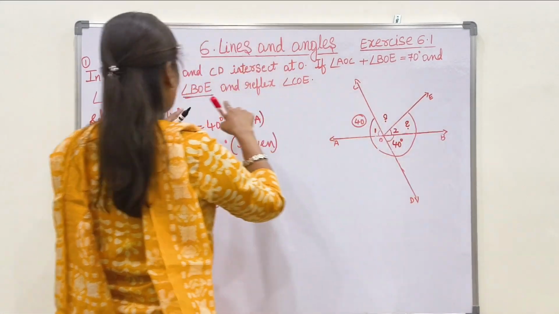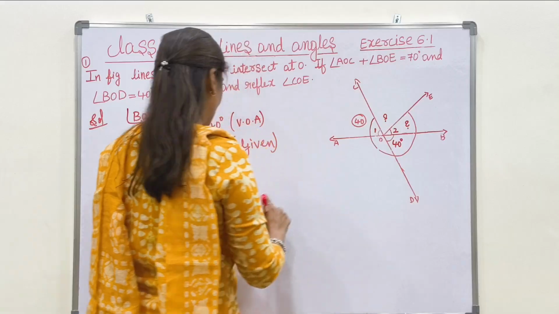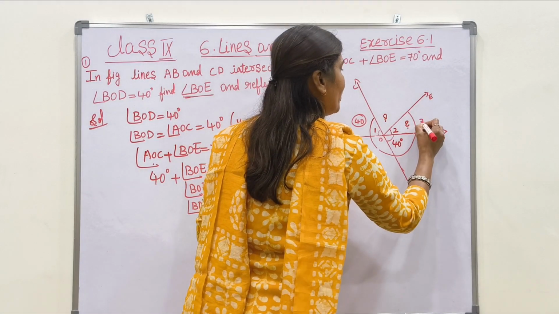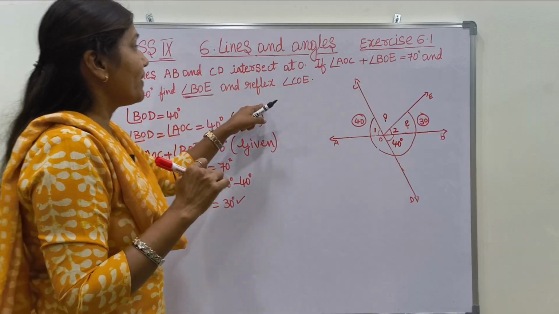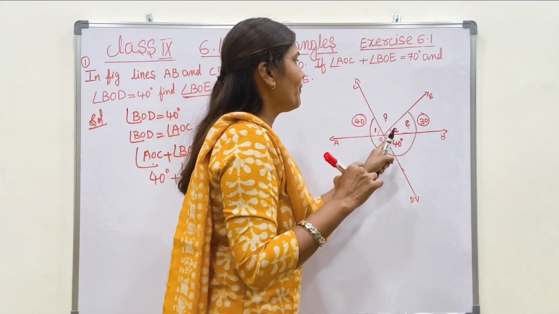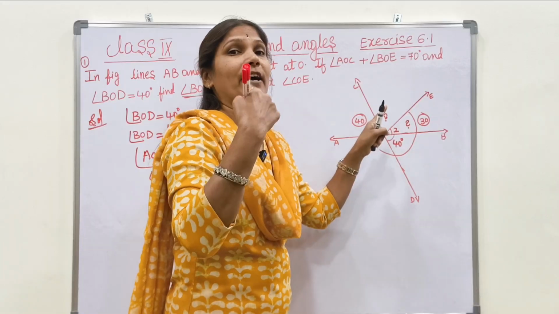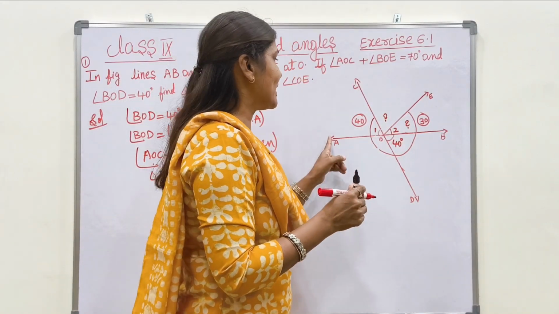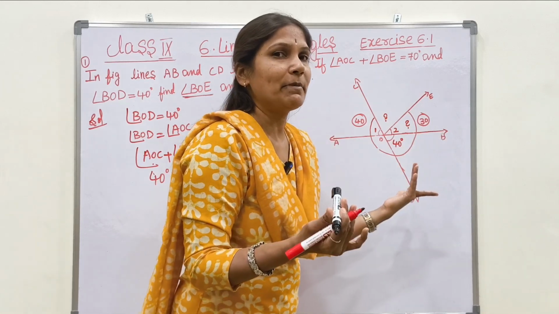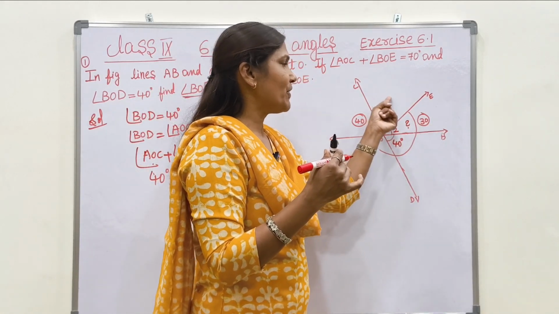He is asking BOE. See here. Now you got the BOE. This is how much degree? 30 degrees. So now you got this is also 30 degrees. Next we want the reflex of COE. First we will find the COE, and after that the reflex of COE. COE, finding it, what is the chance? See, this is a straight line. Straight line means how much degree? 180 degrees. You know this, so this one is easy to find.